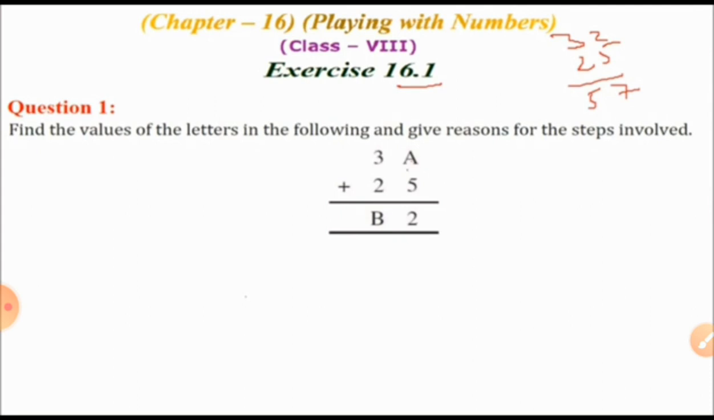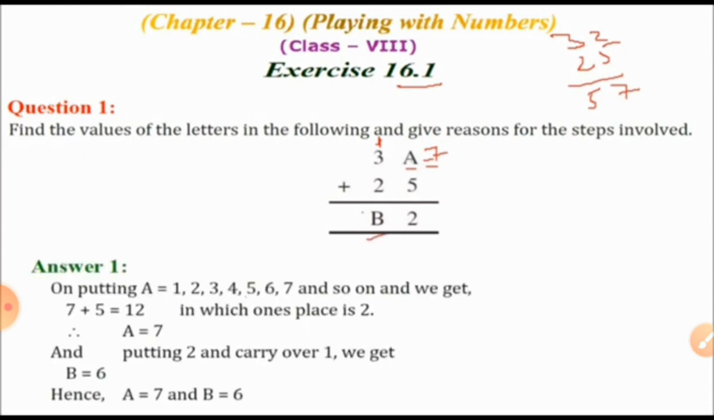One by one you can take it and find out the sum. Yes, when you put 7, 7 plus 5 gives 12. And 12 means 2 will be the answer and 1 will be the carryover. Now 1 plus 3, 4. 4 plus 2, 6. So 7 and 6 are the answers for A and B. On putting the value of A equal to 1, 2, 3, 4, 5, 6, 7, no need to go for 8, and we got the answer.